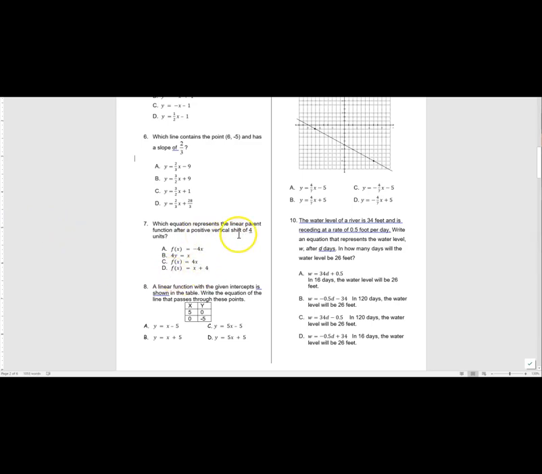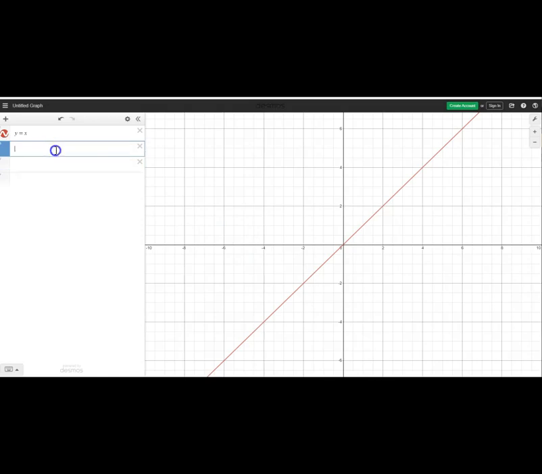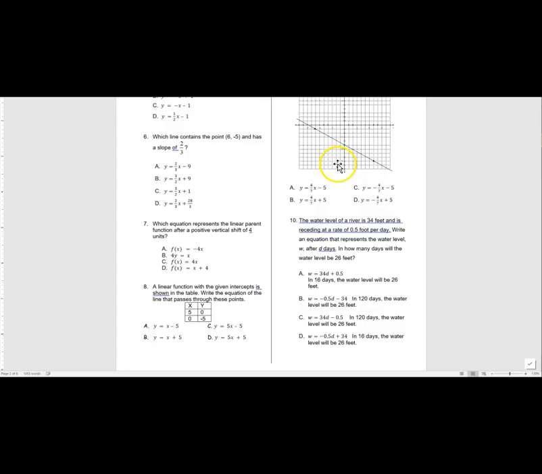Positive vertical shift. So we want to shift up 4 units. So to shift that parent function up 4 units, we would need to add 4 to it. You see that the equation y equals x plus 4 is a vertical shift of y equals x in the positive direction. So the answer choice we wanted to go with there was answer choice D. Okay?